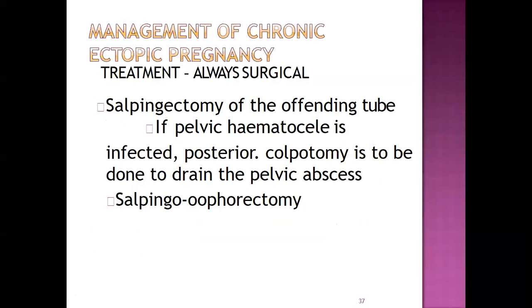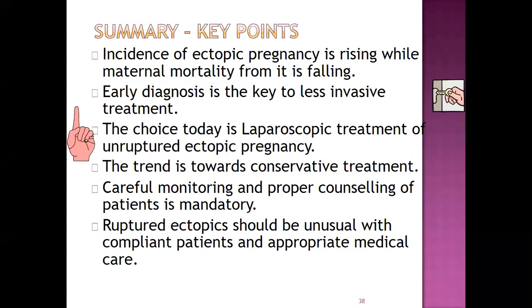the patient does not come in an acute condition in shock, but when we go through repeated ultrasound, there is a mass in the fallopian tube. Then we always go for surgical treatment, and in surgical treatment, salpingectomy, when the other tube is normal. As it is chronic, it may become infected, there is a hematocele, and colpotomy is done to drain it. There may be a pelvic abscess formation and distortion of the ovary or ovarian tissue, so we will go for salpingo-oophorectomy.